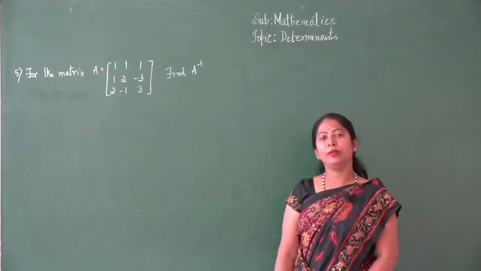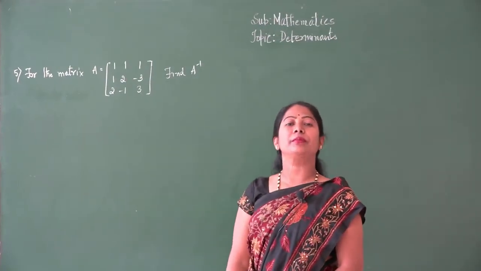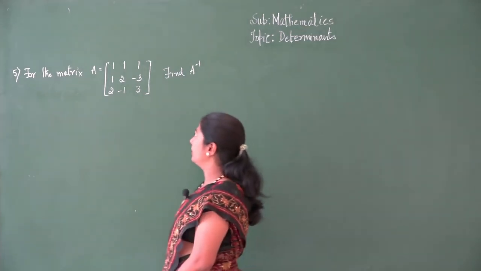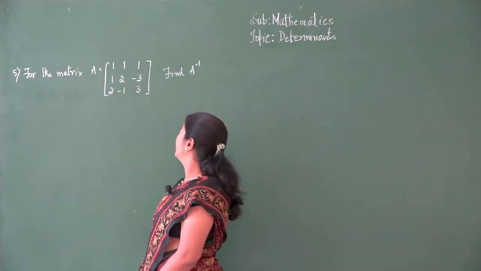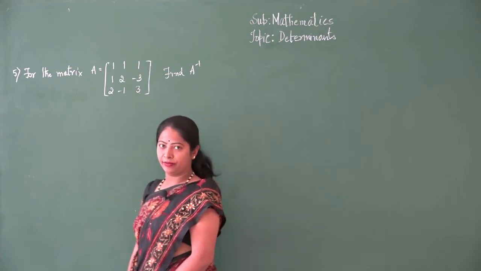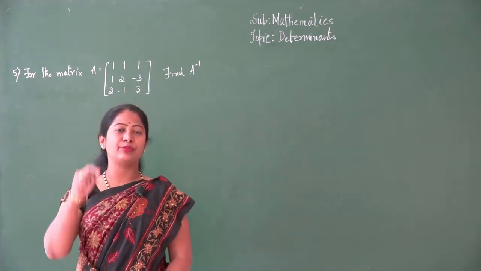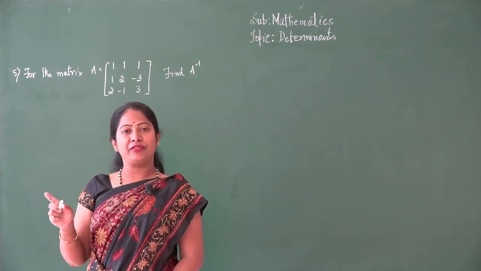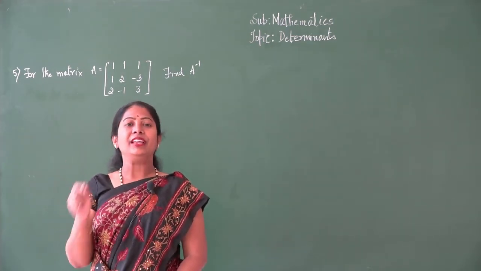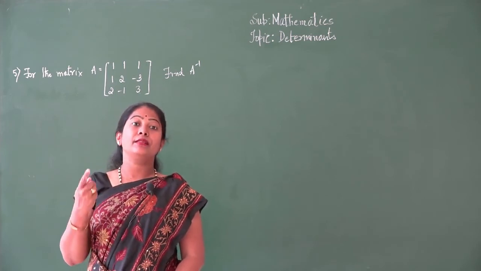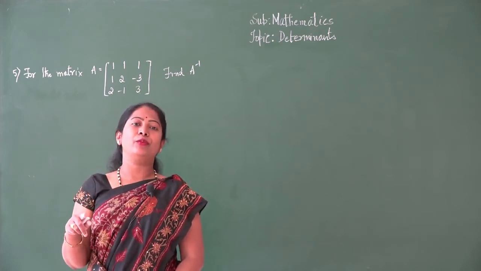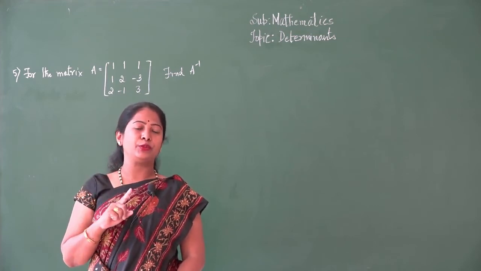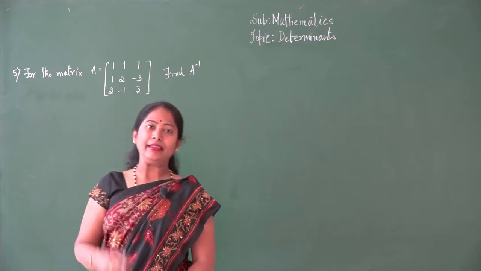Moving on to the next problem, we shall find the inverse for a 3 cross 3 matrix. Now, for the matrix A equal to 1, 1, 1, 1, 2, minus 3, 2, minus 1, 3, find A inverse. The procedures are the same. First we will find minors denoted by Mij, then we shall find cofactors denoted by Aij. We will write the cofactor matrix. Transpose of cofactor will become what? Adjoint of a matrix.